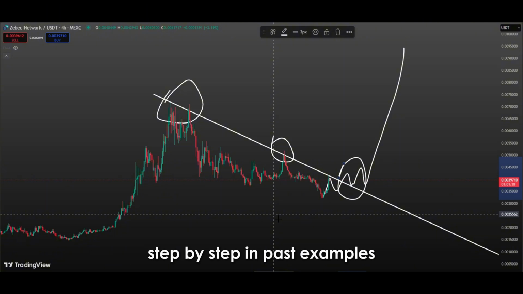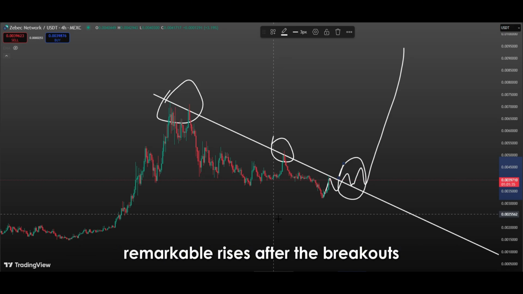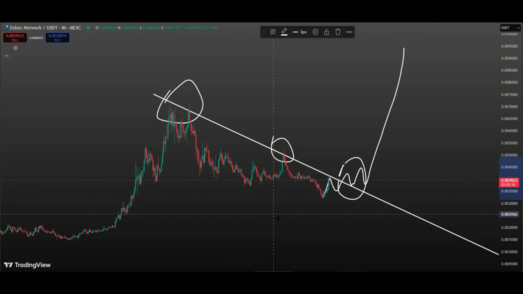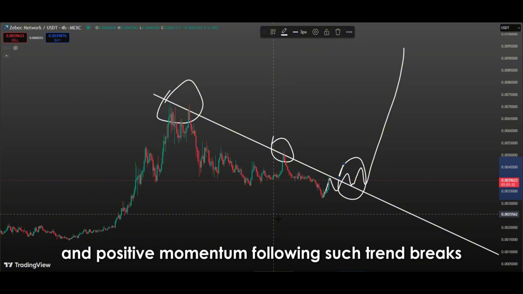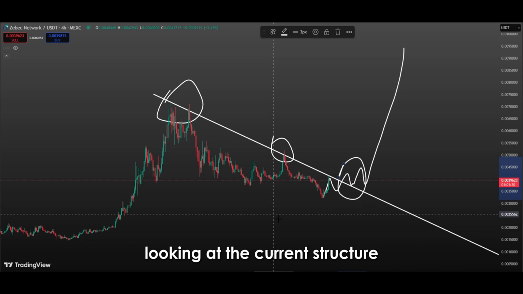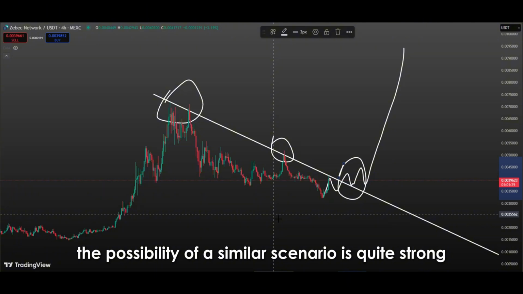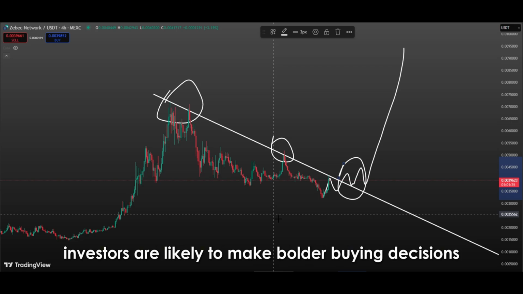built step by step. In past examples, when similar technical structures were encountered, it was observed that there were usually remarkable rises after the breakouts. In particular, the increase in volume and positive momentum following such trend breaks have been effective in moving the price even higher. Looking at the current structure, the possibility of a similar scenario is quite strong. With the price crossing this level, investors are likely to make bolder buying decisions.